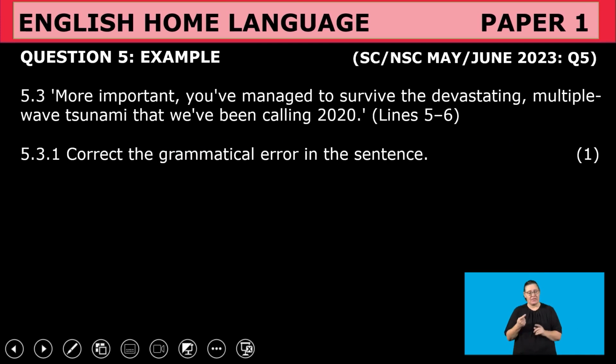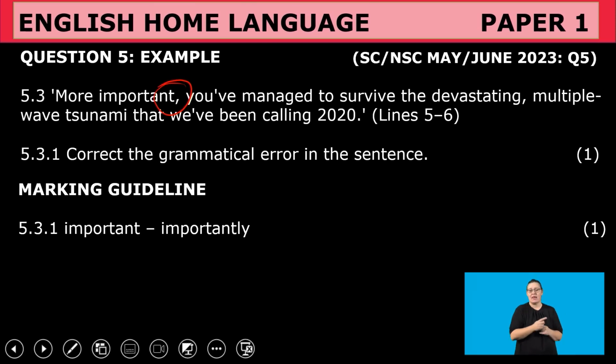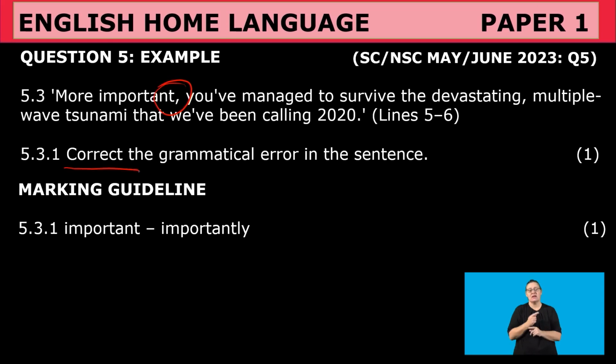Another grammatical error question is this example. We have the same kind of question. Again, read carefully. Here, more important, you've managed to survive the devastating multi-wave tsunami that we've been calling 2020. So the error is here, more importantly. In this case, important is an adjective, but it needs to be an adverb. So you simply correct. You don't have to rewrite because the question says correct.